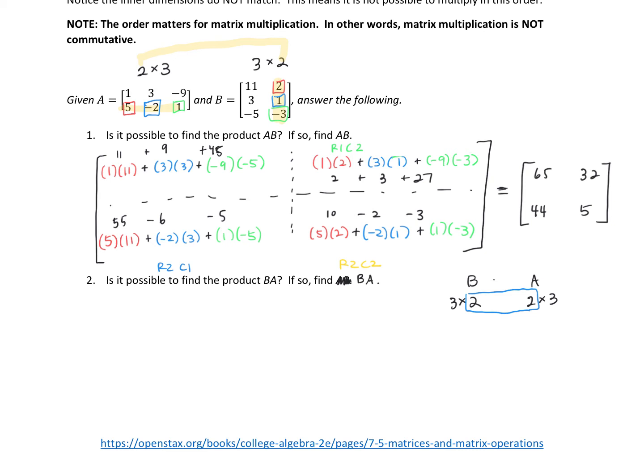So it's possible to multiply A times B. It's also possible to multiply B times A in this case. But notice that the resulting matrix this time will be a 3 by 3. The resulting matrix in number 1 was a 2 by 2. So you're going to get a completely different matrix and a completely different answer. So even though we can do the product in either direction, we won't get the same answer. So it's still not commutative because we will get different answers depending on the order in which we multiply. So let us try to do B times A.